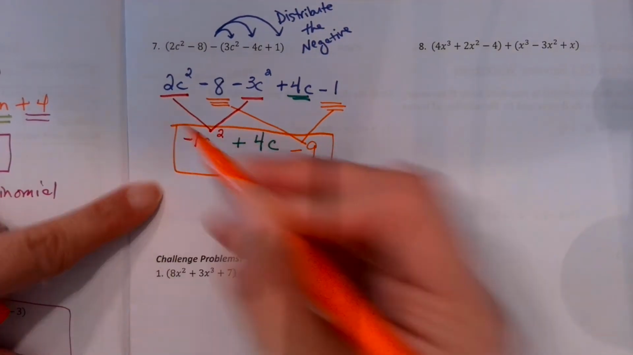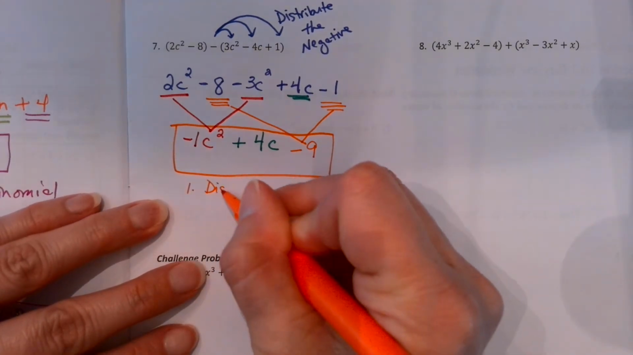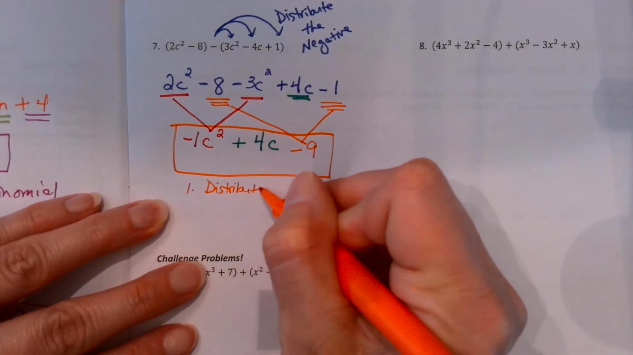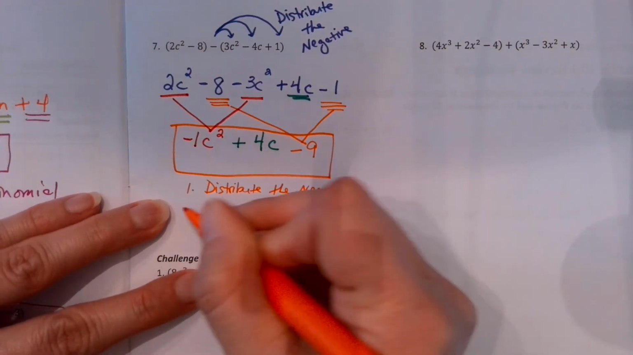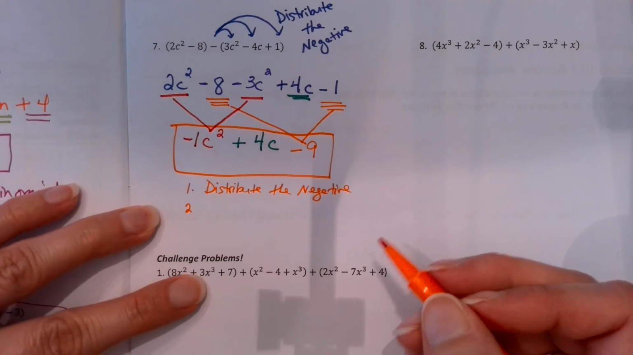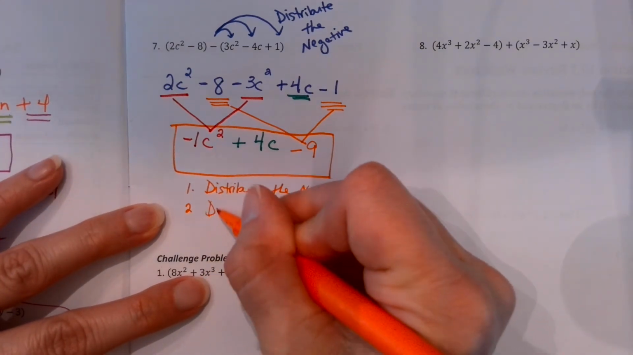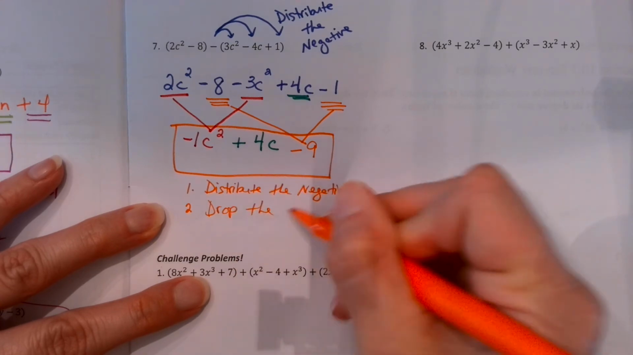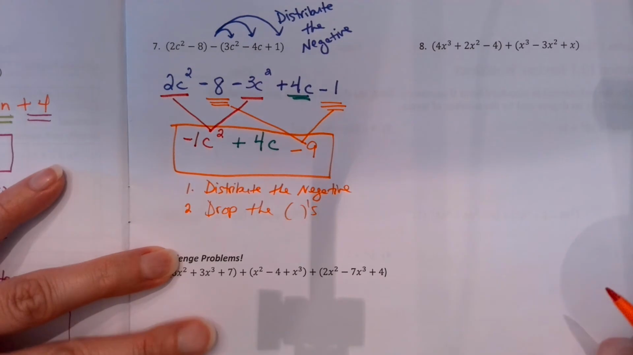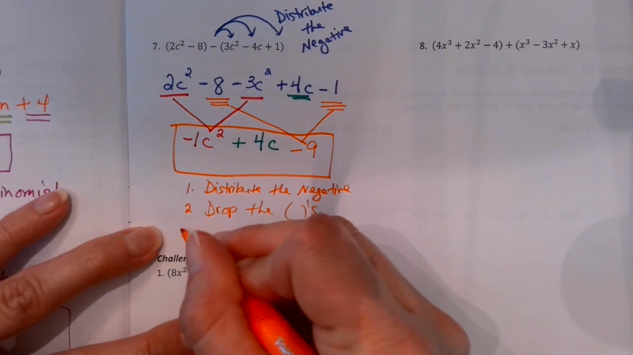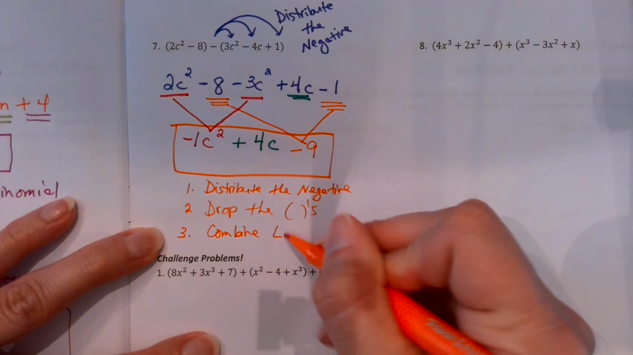So subtracting polynomials, the first thing you have to do is distribute the negative. The second thing you do is drop the parentheses. The parentheses are not needed once you've distributed the negative, okay? And then finally, we combine like terms.